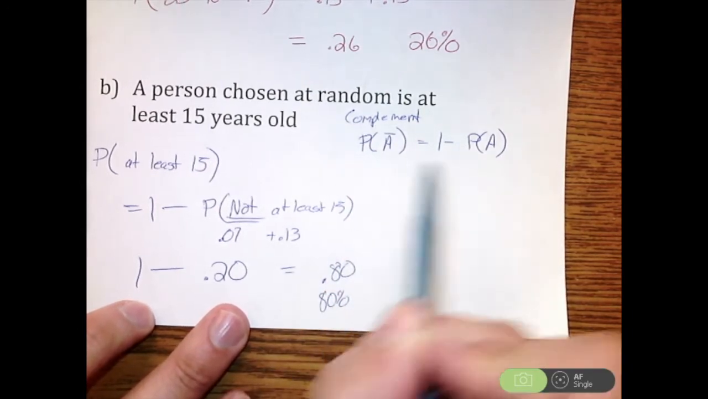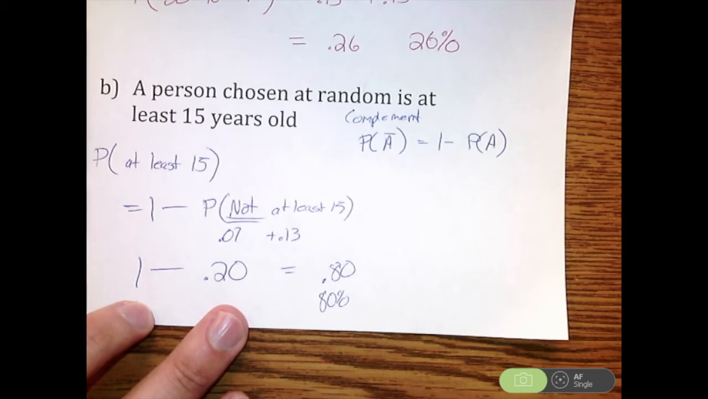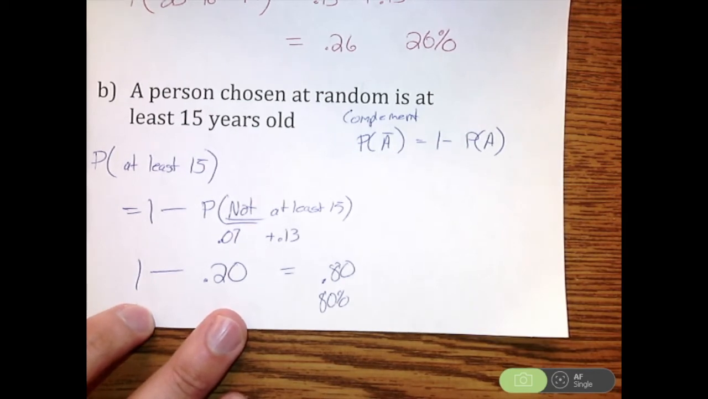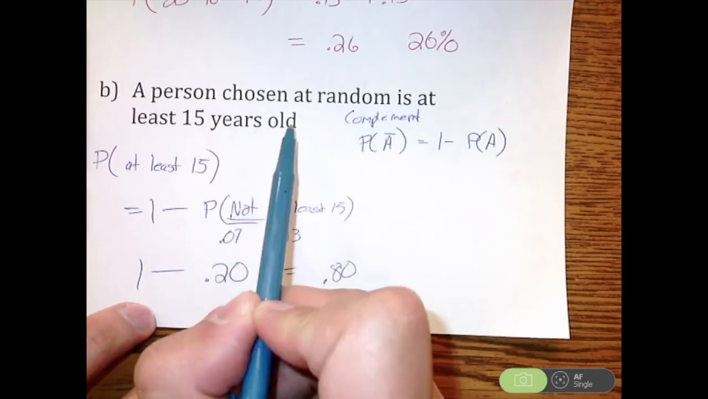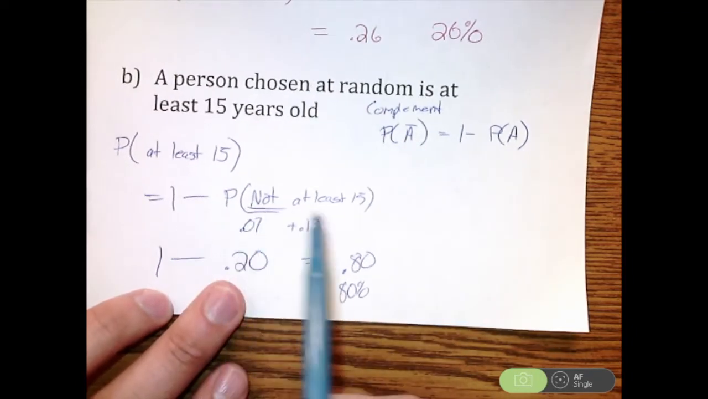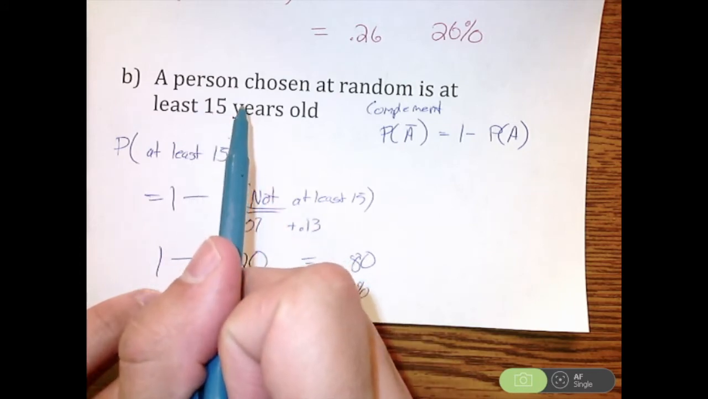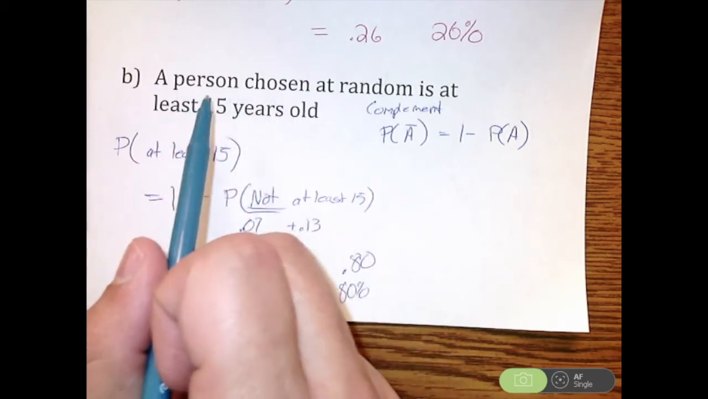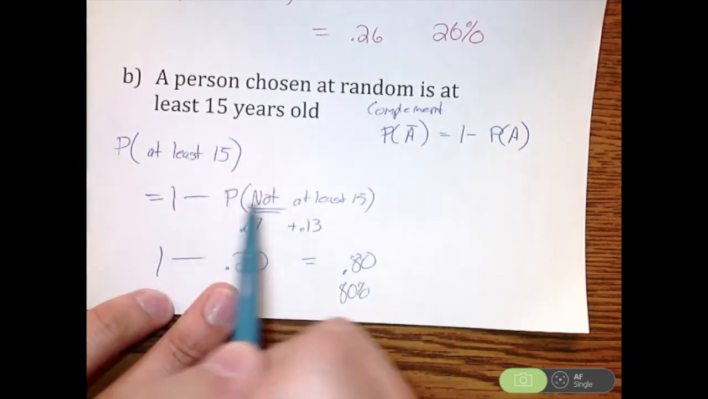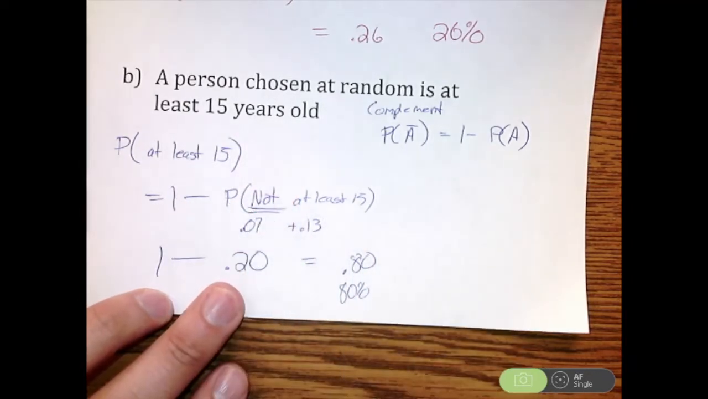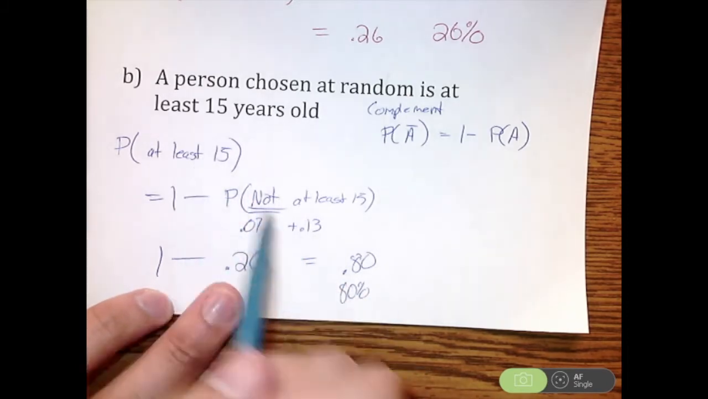As we go on, this becomes a little bit more complex. So if they ask you a question like, what's the probability that someone's at least 15 years old? You could answer that by doing 1 minus the probability that they're not at least 15. If I want to know the probability of rolling a 6, subtract from 1 the probability of not rolling a 6. So it's almost kind of opposites there that will allow you to get there.